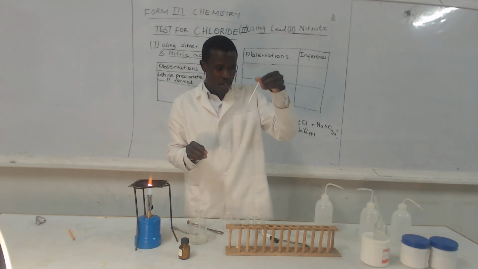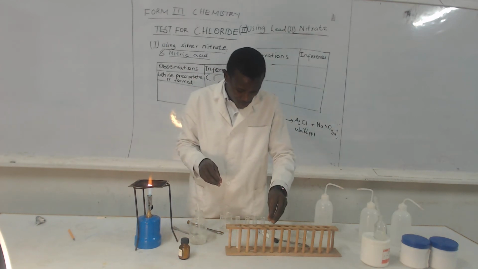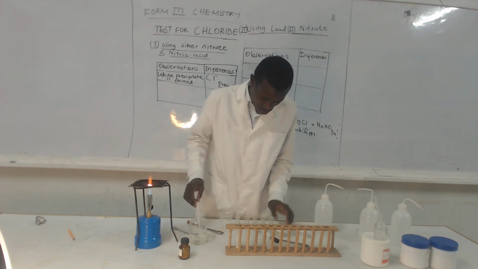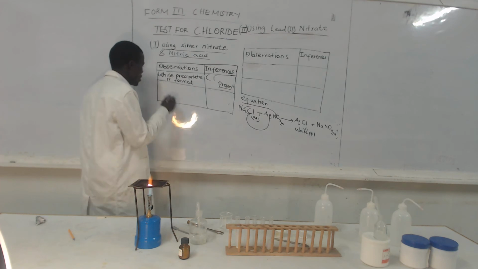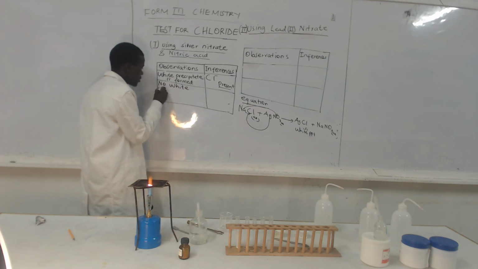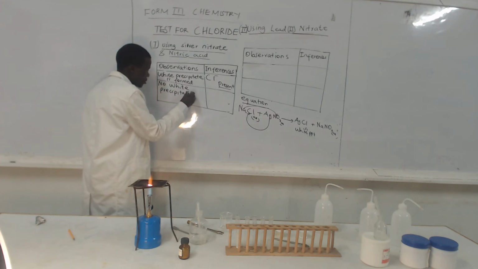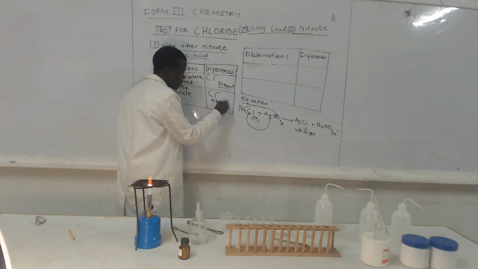There is no formation of what? Of a white precipitate. So we write for sample B, there is no white precipitate. So we have chloride ions absent.